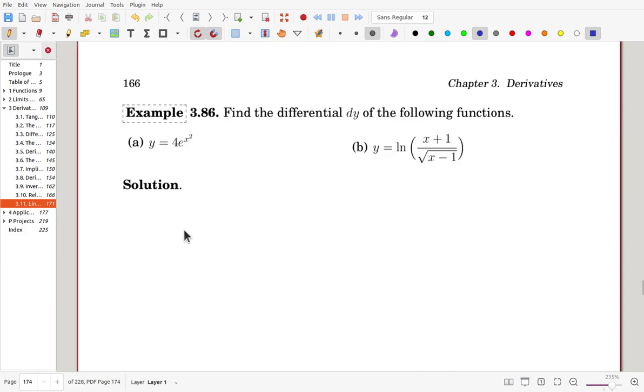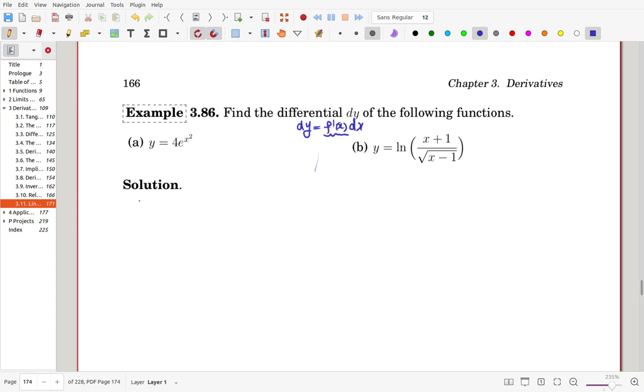Now, in this example, we'll try to find the differential dy. The dy in definition is the same as f prime at x and dx. So once we can find f prime of x, then dy is determined quite easily.